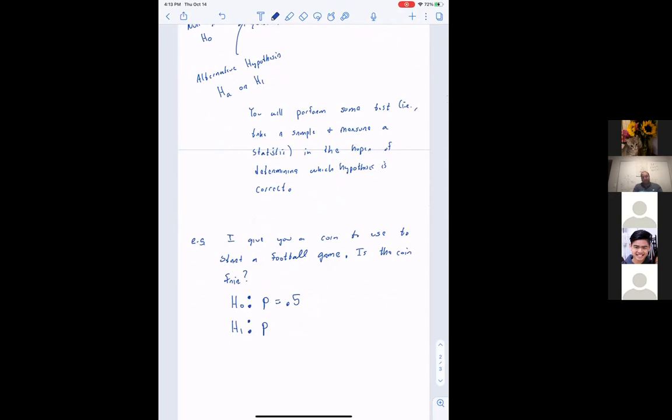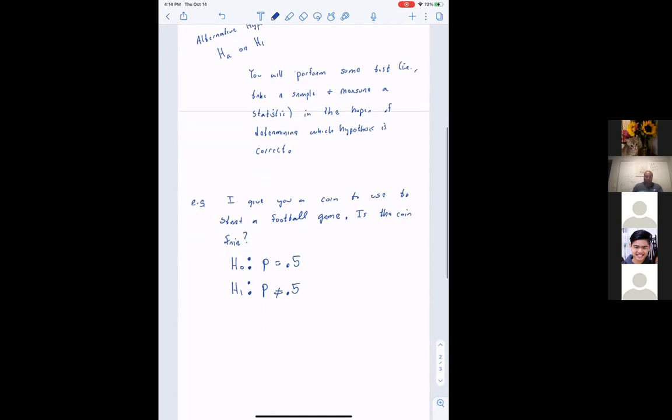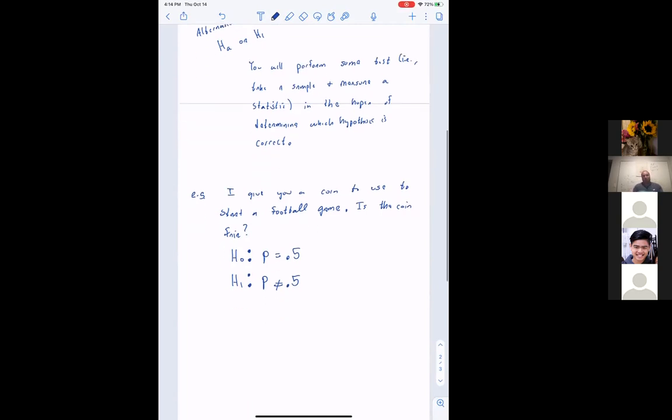What is the alternative to that? Not 0.5. It's a perfectly valid alternative, right? You say it's 0.5, I say it's not 0.5. So what do we do? We decide to test this. We're going to flip the coin 20 times. That's the test that we're going to do.